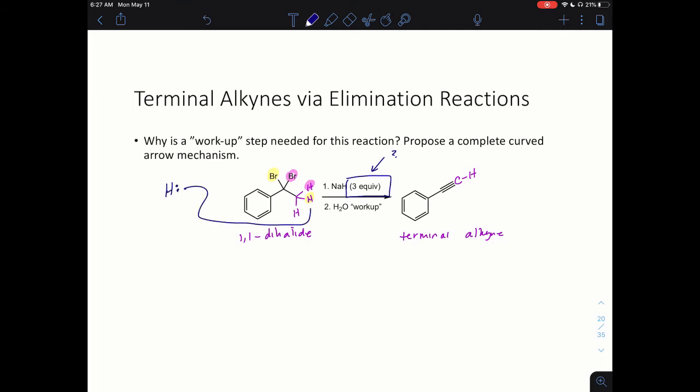All right, so we have our first E2 elimination to generate the vinyl bromide. Then what? Okay, we're going to have another elimination with a second equivalent of hydride.